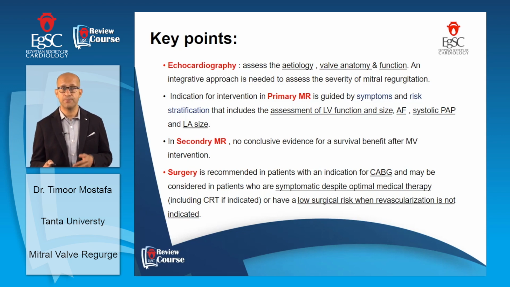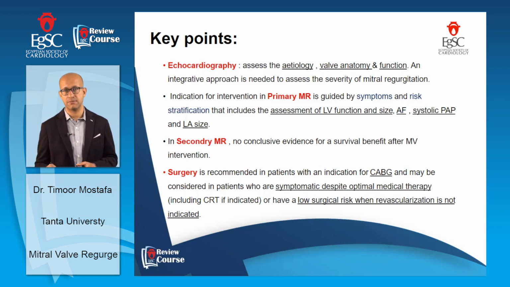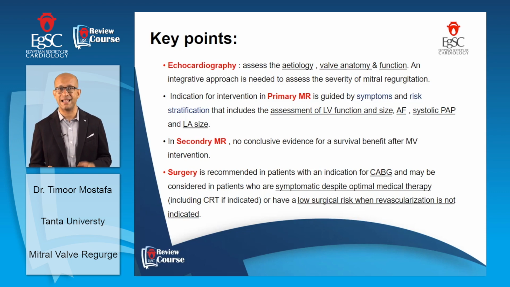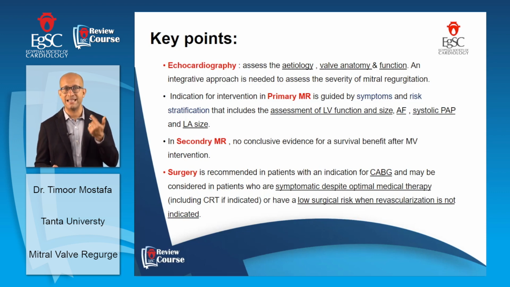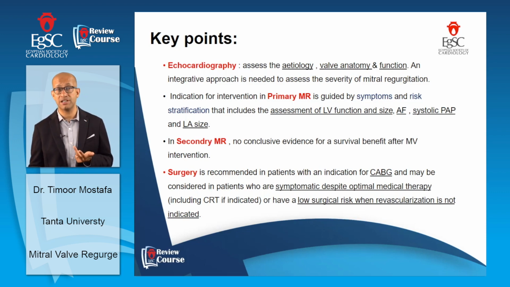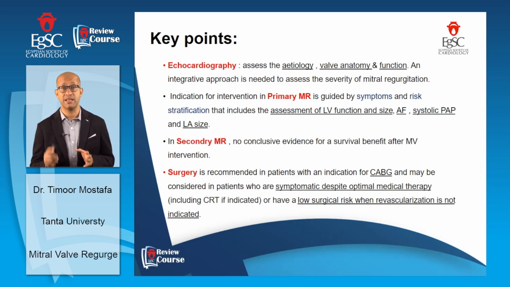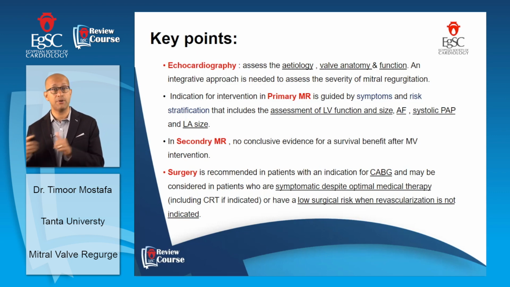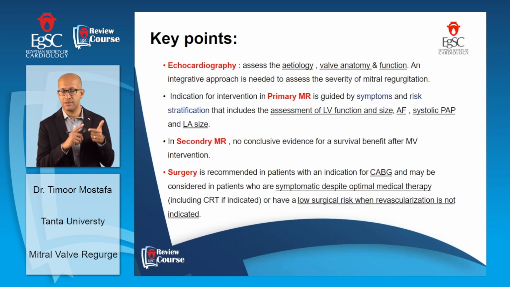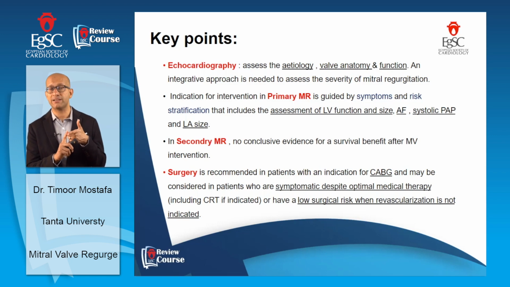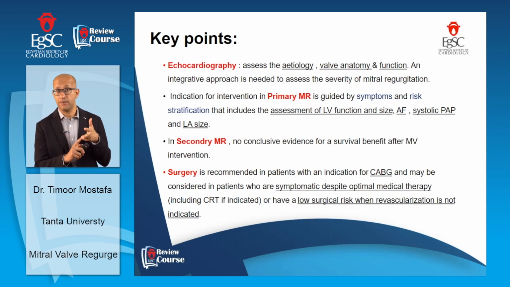Indication for intervention in primary mitral regurg is guided by symptoms and risk stratification that include assessment of left ventricular function and size, atrial fibrillation, systolic pulmonary artery pressure, and left atrial size. This is very important for decision making. Is the patient symptomatic or not, and what about the risk stratification? What about the left ventricular size and function? Is the patient in sinus rhythm or atrial fibrillation, what is the systolic pulmonary artery pressure, and the left atrial size?